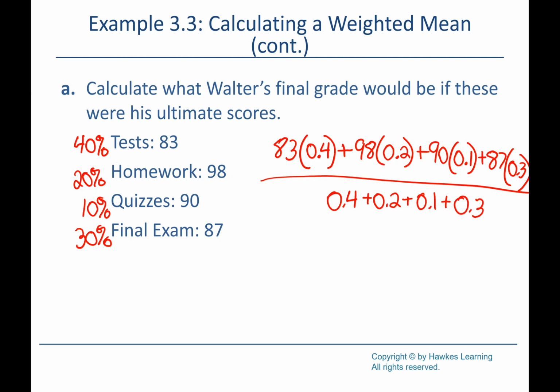Okay, so let's see what we get on the top. 83 times 0.4 plus 98 times 0.2 plus 90 times 0.1 plus 87 times 0.3. On the top here, we get 87.9. And on the bottom, we have 0.4 plus 0.2 plus 0.1 plus 0.3. We get 1. So this one's kind of boring because the sum of our weights is 100%. So here, Walter's final grade is 87.9. So the formula may look a little scary, but it's not too bad.